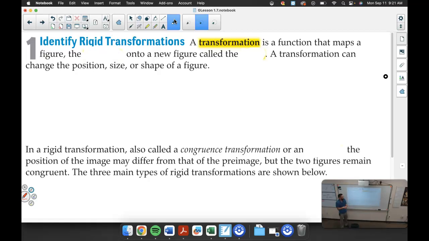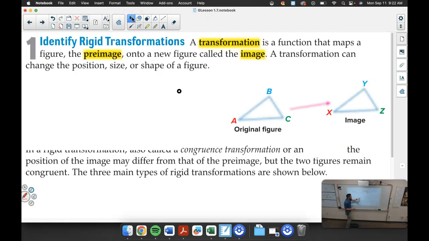So a transformation is a function, and it's going to take a shape, a figure, which we call the pre-image, before we've done anything to it, into a new figure called the image. So it's going to take something and change it. It can change the position, where it's located, or the size. Most of the ones we talk about don't necessarily change the shape of the figure. Here would be an example, where we took the pre-image and now this is the image. What did we do? What changed?